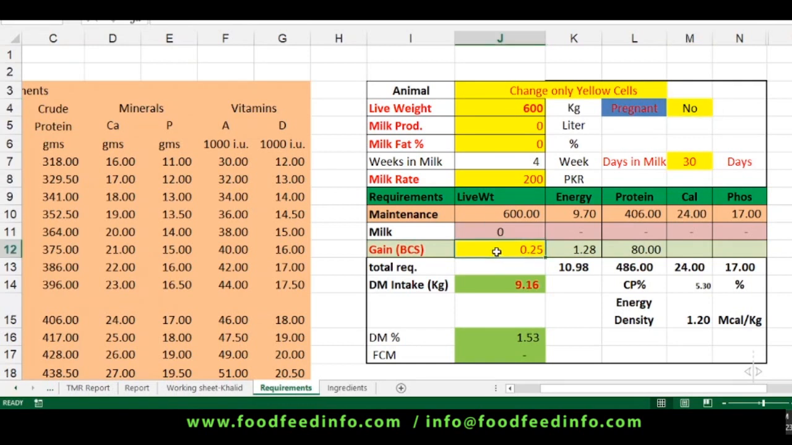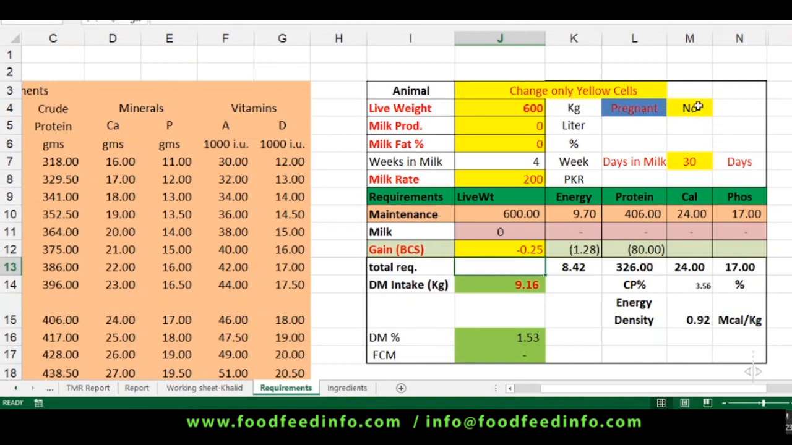Then gain. If the animal is gaining or losing weight, if it is gaining weight, you can write the value as such. If the animal is losing weight, you can write the value like this. So this will make changes in the value over here. Now the animal body weight is 600. For maintenance, this animal requires 9.7 mega calories, 406 gram protein, 24 gram calcium and 17 gram phosphorus.